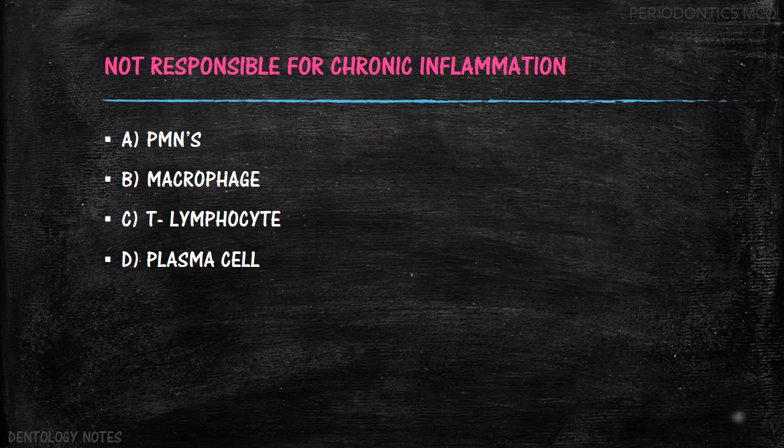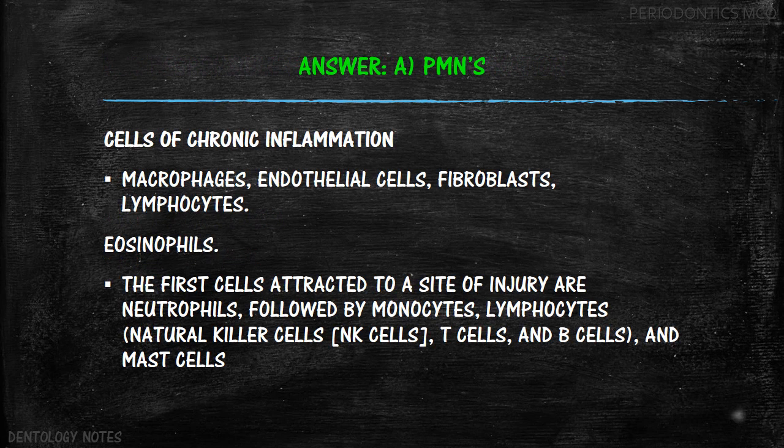Not responsible for chronic inflammation: A. PMNs, B. Macrophage, C. T lymphocyte, D. Plasma cell. Answer A. PMNs. Cells of chronic inflammation: macrophages, endothelial cells, fibroblasts, lymphocytes, eosinophils. The first cells attracted to a site of injury are neutrophils, followed by monocytes, lymphocytes, natural killer cells, T cells, B cells, and mast cells.